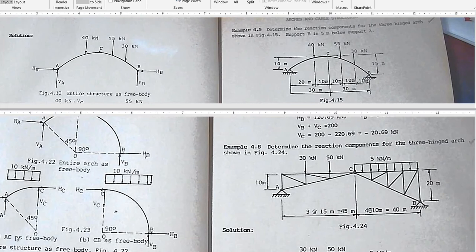Now, let's have problem 4.8, which is very similar to problem 4.5. Meron silang difference in elevation, tapos meron silang mga vertical loads. However, dito sa segment CB, meron siyang uniform load. So, all you have to do here is to convert this uniform load into concentrated load and then find its location. It is obviously at 10 meters and at 20 meters from B.